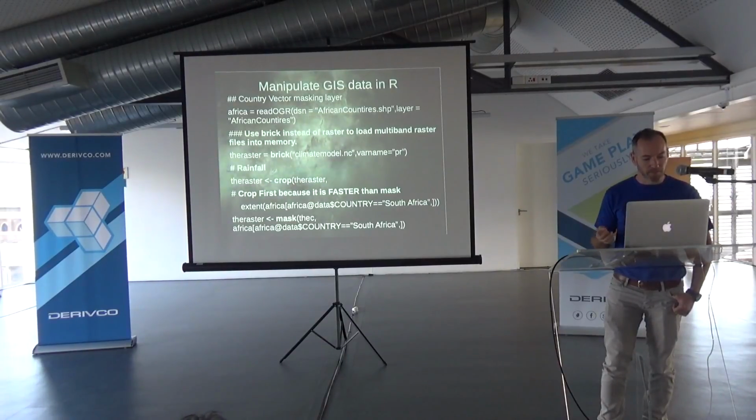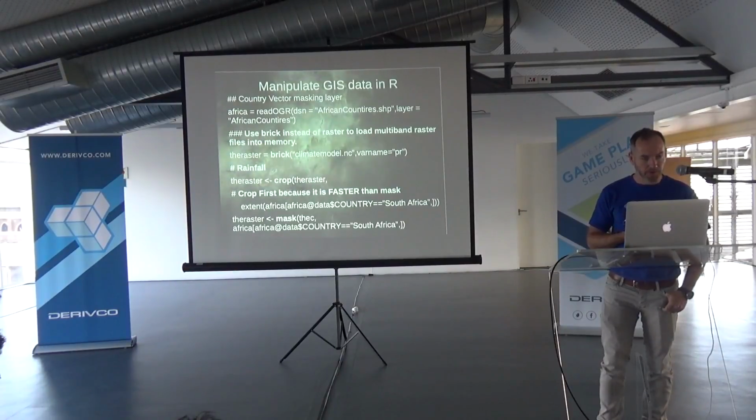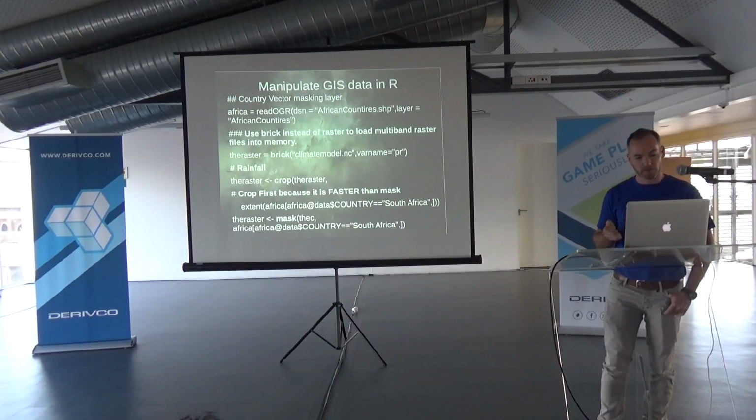You can just load the brick, and it basically creates an R list of all your bands, and you can access it like an R list with the double brackets. So if I would look at a typical GeoRaster file that contains 365 bands for each day of the year, the first element would be the first day of the year in the list.